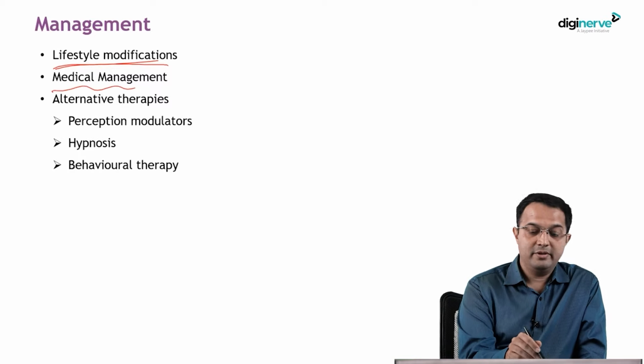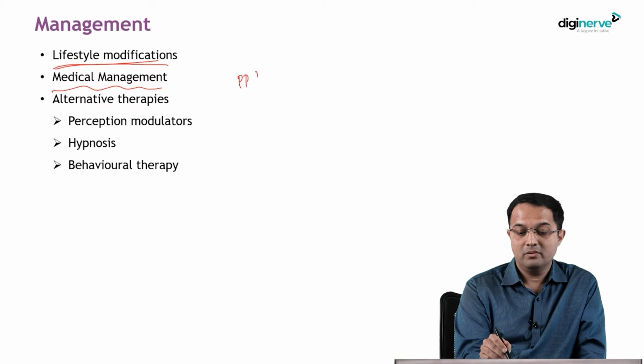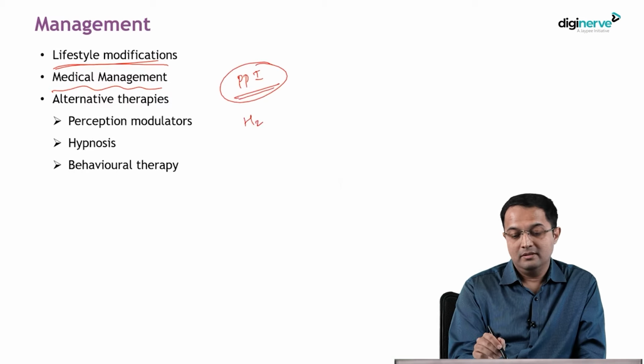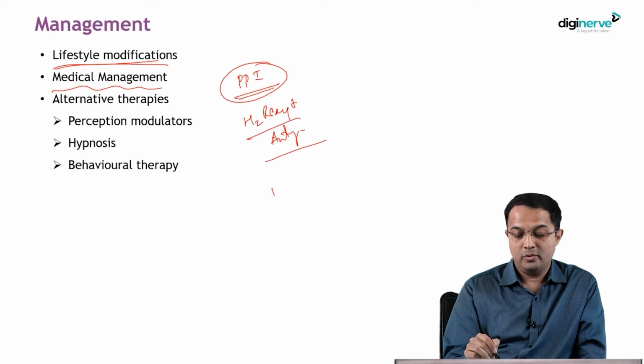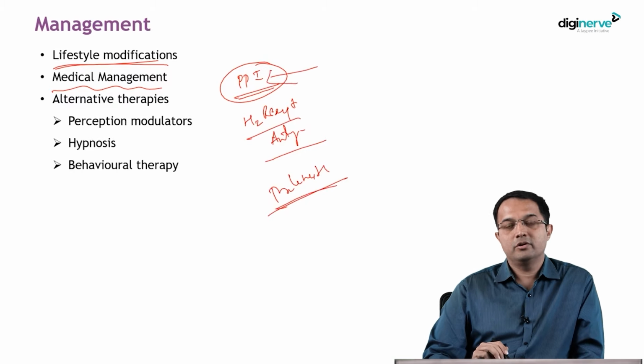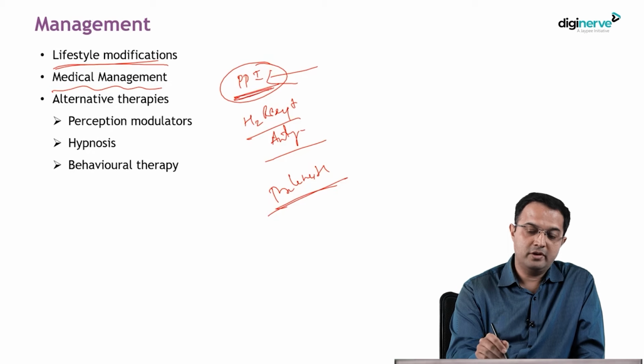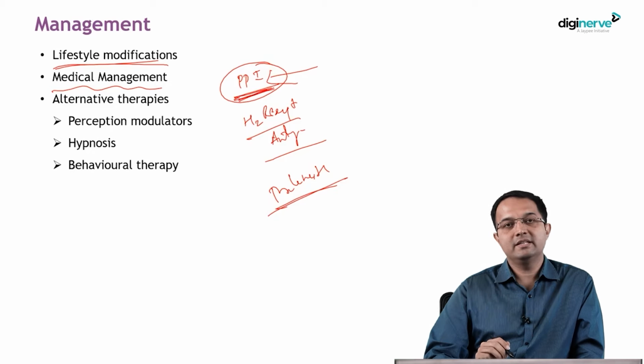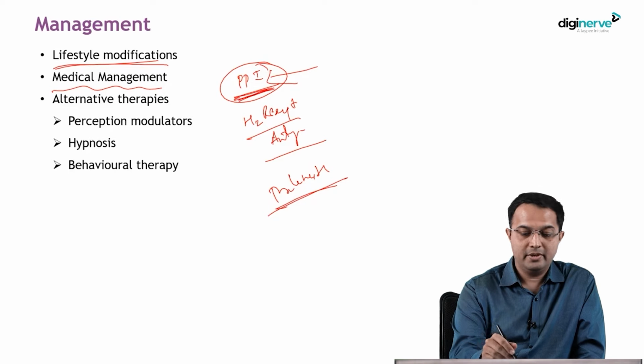In medical management, we all know PPIs, and if the PPI doesn't help, then you add an H2 receptor antagonist, or you can also add prokinetics. But using PPIs for the long term is not good. Though it has not been proven that they cause any harm, they should not be used for a very long time, or if you are using them, then use them at the lowest possible dose. So that's about PPI use.